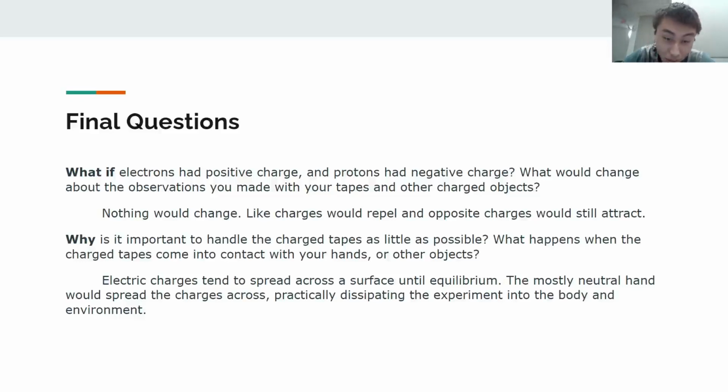Why is it important to handle the charged tapes as little as possible? What happens if you have them in contact with your hands or other objects? The answer is that electric charges tend to spread across the surface that they have until equilibrium. So the more neutral hand would spread the charges around and practically dissipate the experiment's charges into the body and the environment.